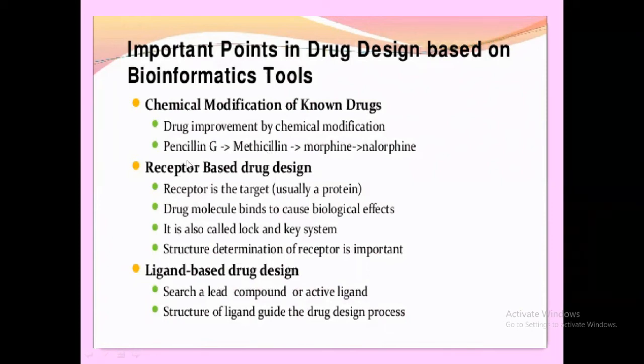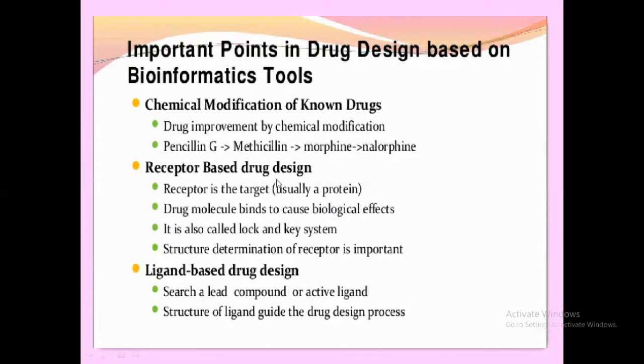For example, penicillin G was the first antibiotic in the penicillin group, but after some time penicillin G became resistant, microbial resistance happened. Because of that, the penicillin structure should be modified, chemical modification. So from penicillin G, they modified the structure, then a new compound was derived, methicillin. From methicillin, again morphine came. From morphine, naloropin came. So these are all the modifications of penicillin G.